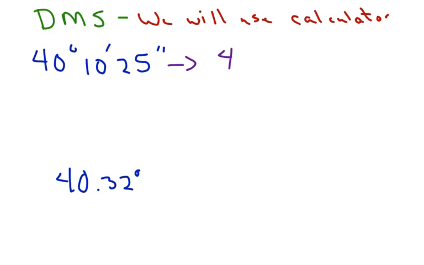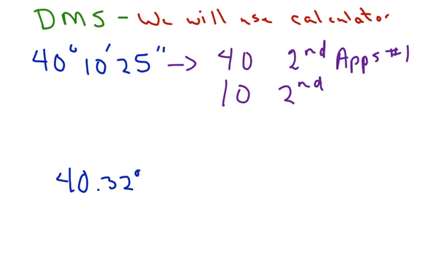So you're going to type 40, then second apps, number 1. Then you're going to type 10, second apps, number 2.